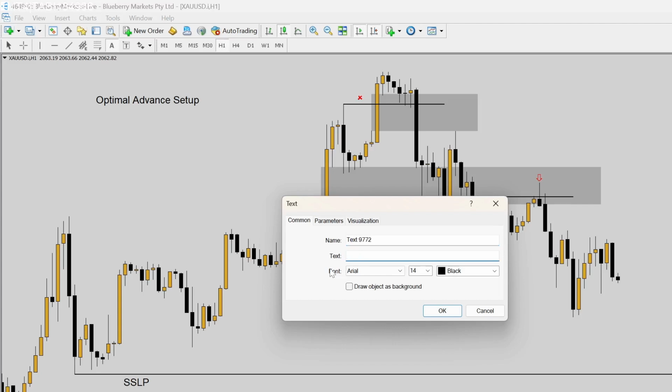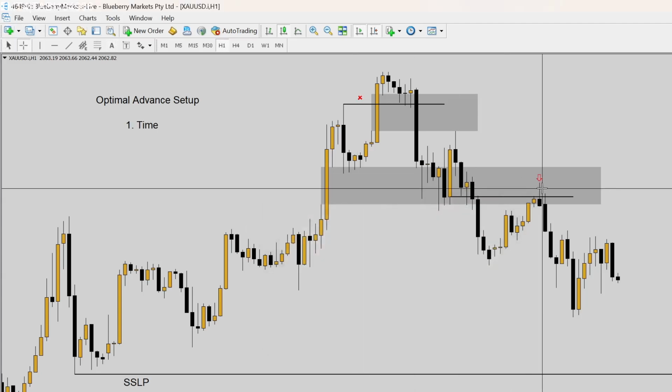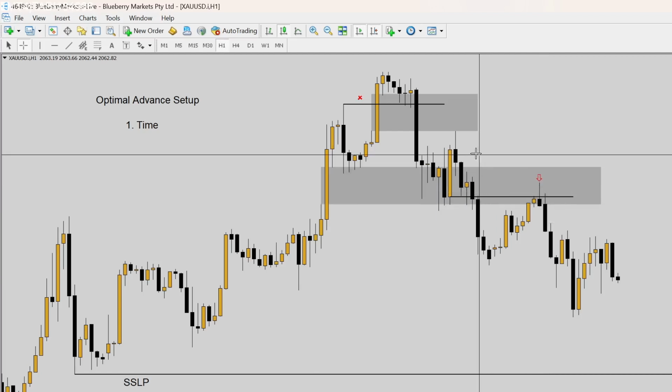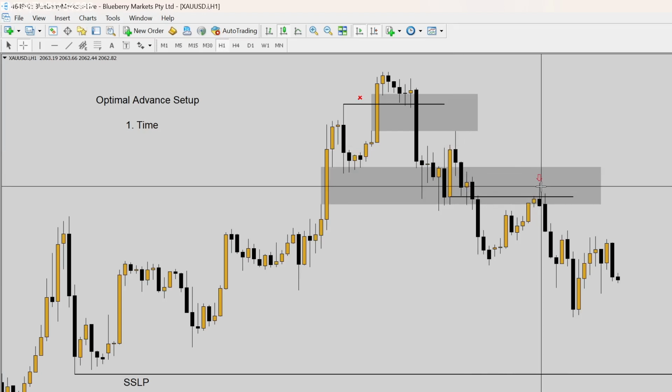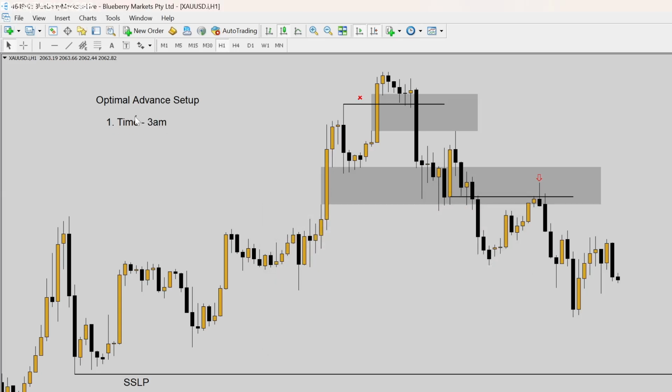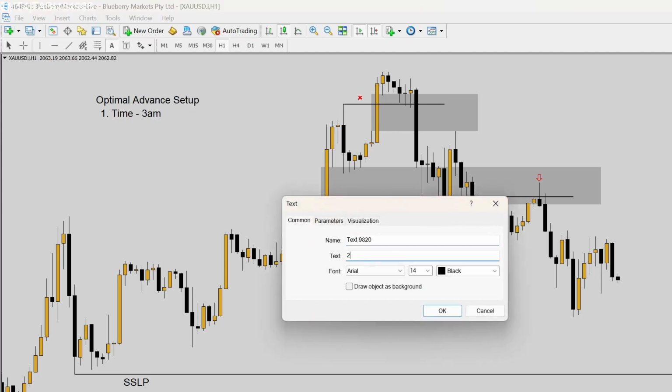And so we have time. Okay, what time does this come in at? This comes in at 3 a.m. This high right here. Okay, this high right here comes in at 3 a.m. So that's one of the times that we look for. It's within the London kill zone. And we know that highs and lows of the day are going to form at these times. Okay, so time is covered.